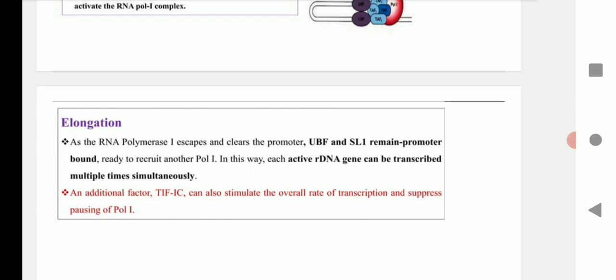In this way, each active rRNA gene is transcribed multiple times simultaneously. An additional factor, TIF1C, also stimulates the overall rate of transcription and suppresses pausing of the polymerase I. So, in all the rRNA genes, 3 individual RNA polymerases come and join simultaneously by this looping mechanism, and they get transcribed. The elongation step is promoted by the elongation factor TIF1C.